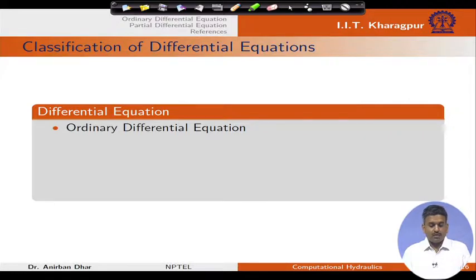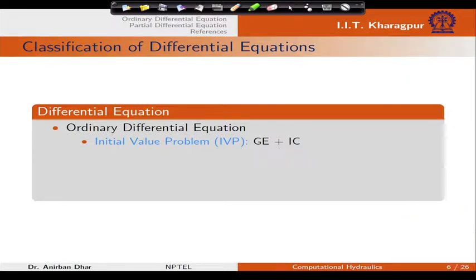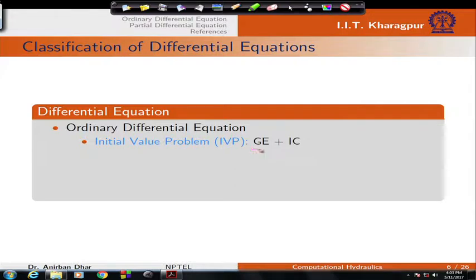So, depending on the type of differential equation, either ordinary or partial differential equation, we can classify problems based on this initial and boundary condition. In an ordinary differential equation, the first type is initial value problem. In this one, we need a governing equation and initial condition.